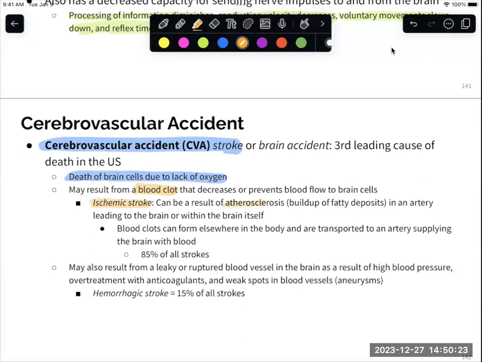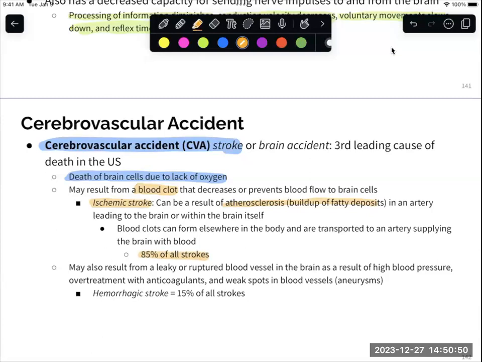It can be from that fatty plaque buildup. A blood clot can form anywhere in the body, and then if it gets knocked loose, it can travel anywhere in the body. If it gets stuck in the brain somewhere, it'll block off blood supply to an area. And as we read before, 4 minutes is all it takes for those neurons to die.